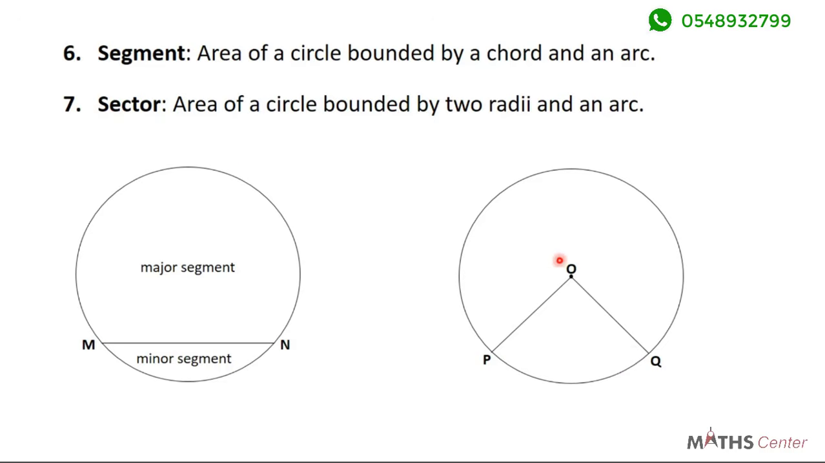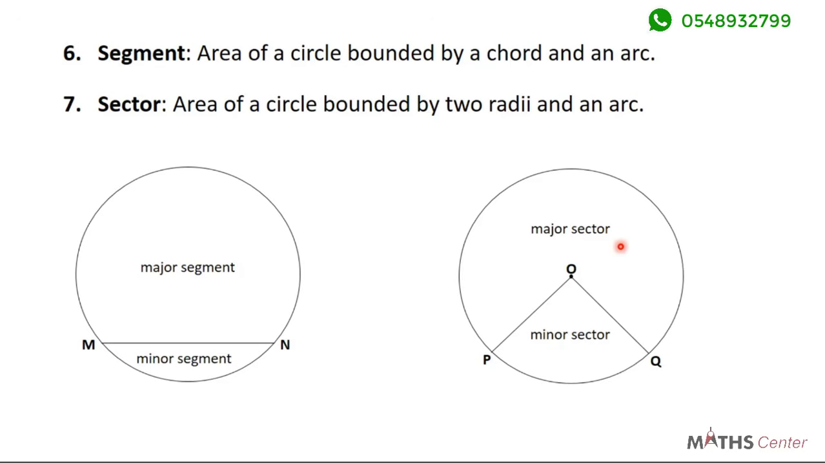When we come to this bigger side here, you see that it's also bounded by this radius and the bigger arc. So this area is also a sector. Because this part is small, we refer to this part as the minor sector, and because this is the biggest of the two, we refer to this side here as the major sector. I hope that is clear.